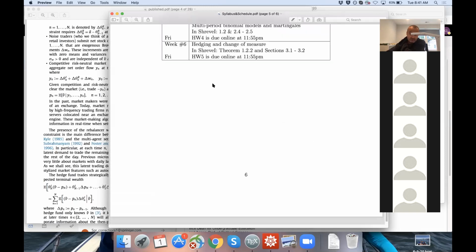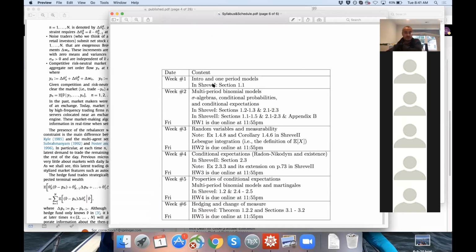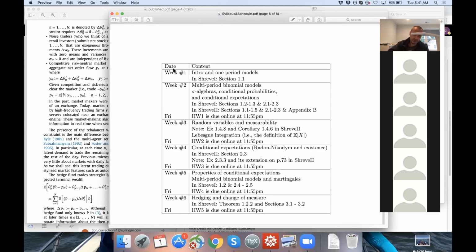Let me flip down here to the schedule, because this is what's going to change or develop as we move along. We're currently sitting up here in week 1. We're doing the introduction now, and then we're going to start out with the one-period model. This is the way it's written: there's Shreve 1, the thin book, and then there's Shreve 2.